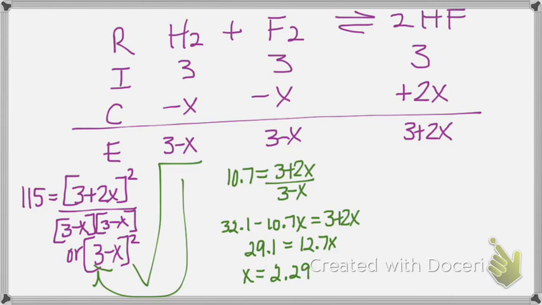So now that we have our x value, we can find our concentrations. Again, we can do it this way. Let's go with red. The H2 concentration is equal to the F2 concentration, which is going to be equal to 3 minus 2.29.